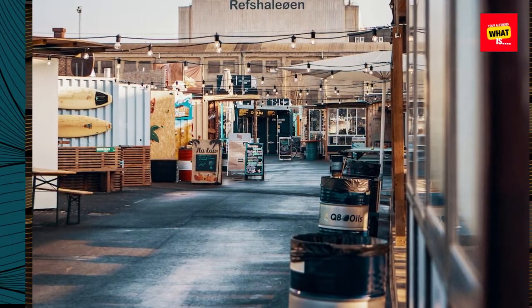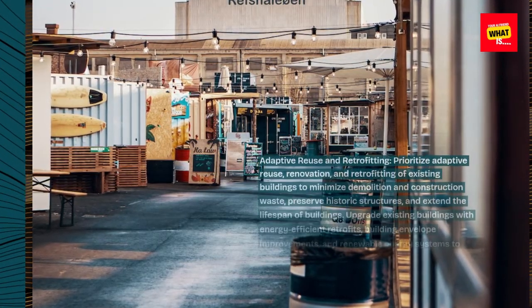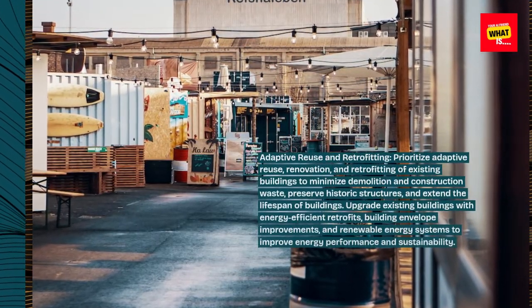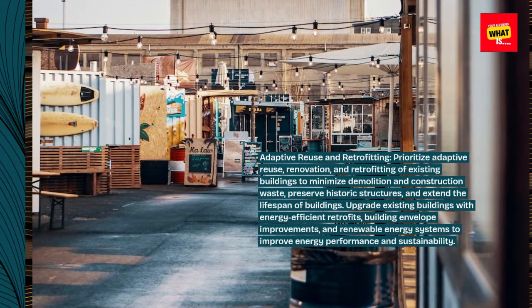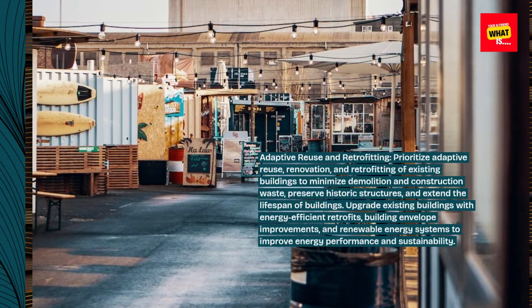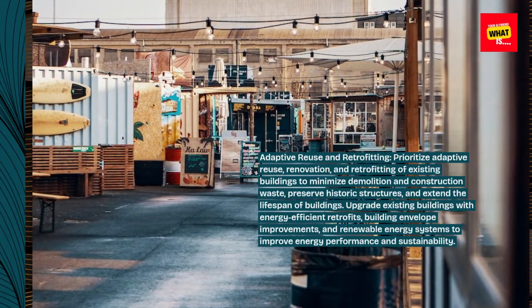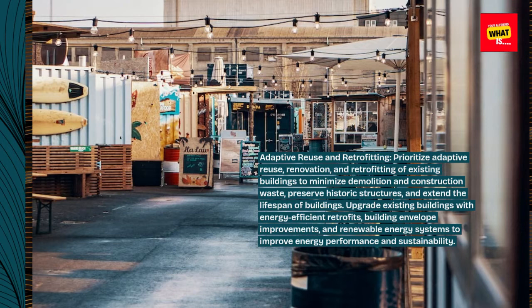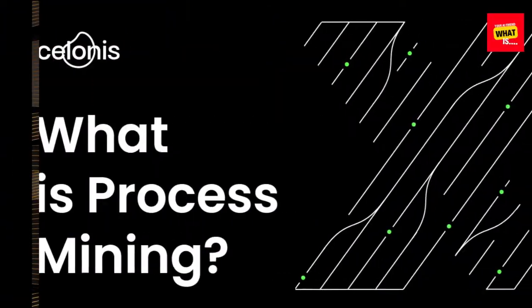Adaptive reuse and retrofitting. Prioritize adaptive reuse, renovation, and retrofitting of existing buildings to minimize demolition and construction waste, preserve historic structures, and extend the lifespan of buildings. Upgrade existing buildings with energy-efficient retrofits, building envelope improvements, and renewable energy systems to improve energy performance and sustainability.